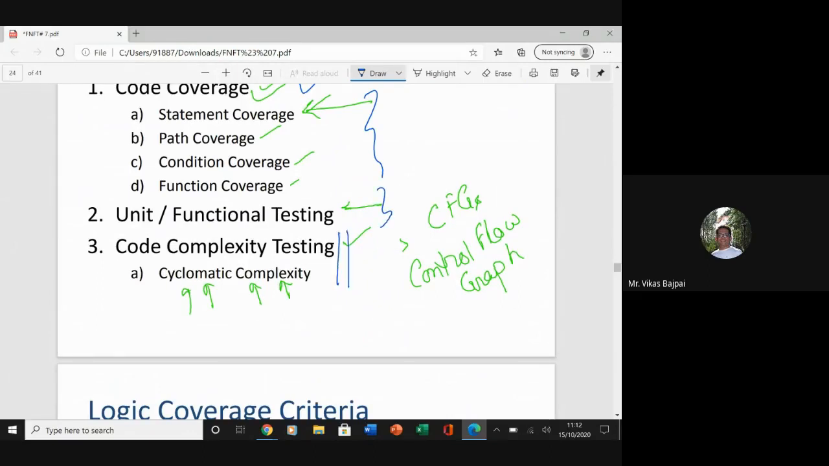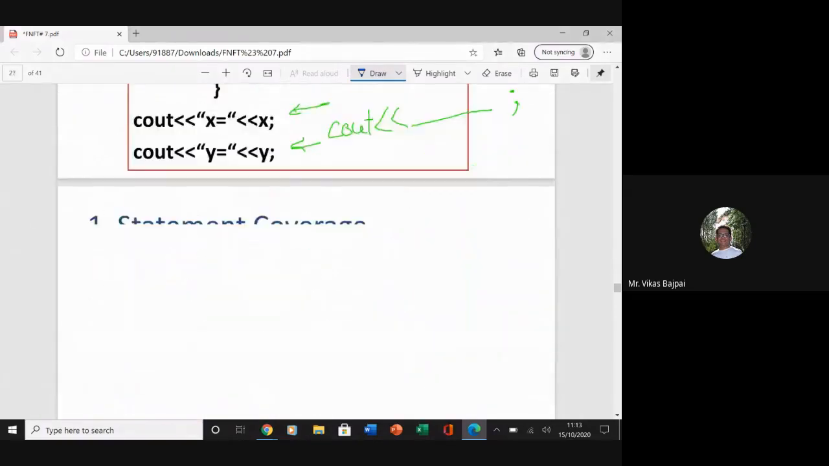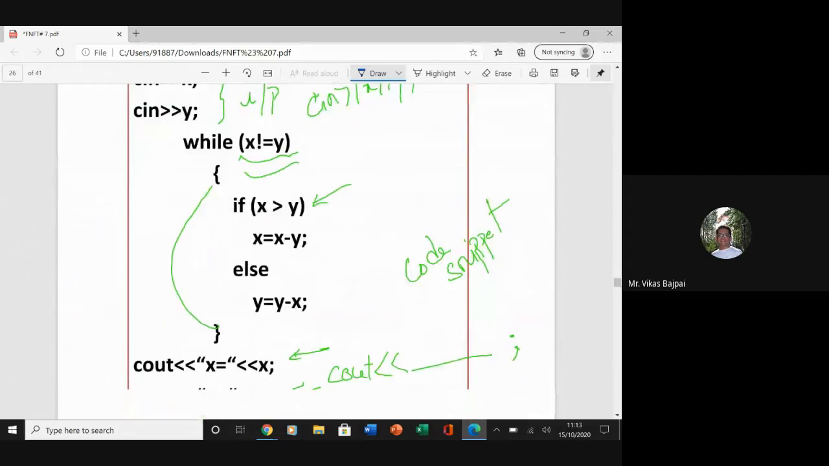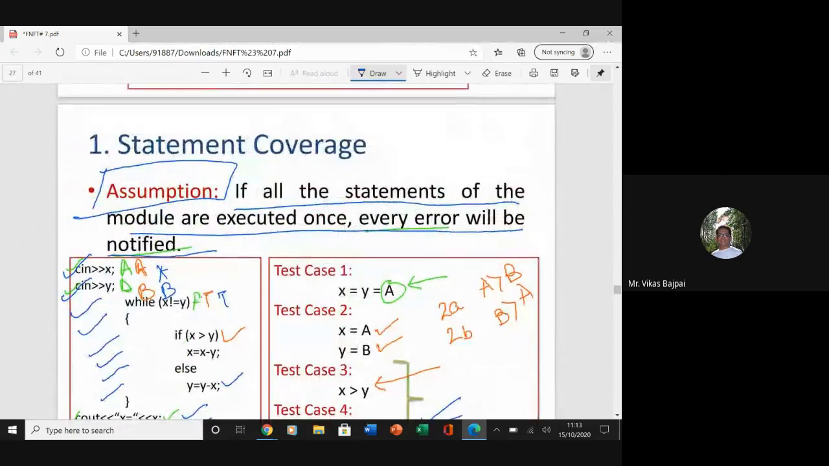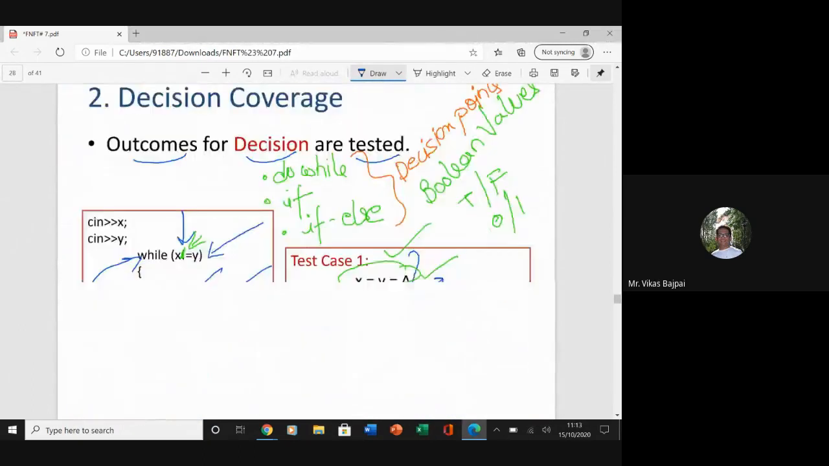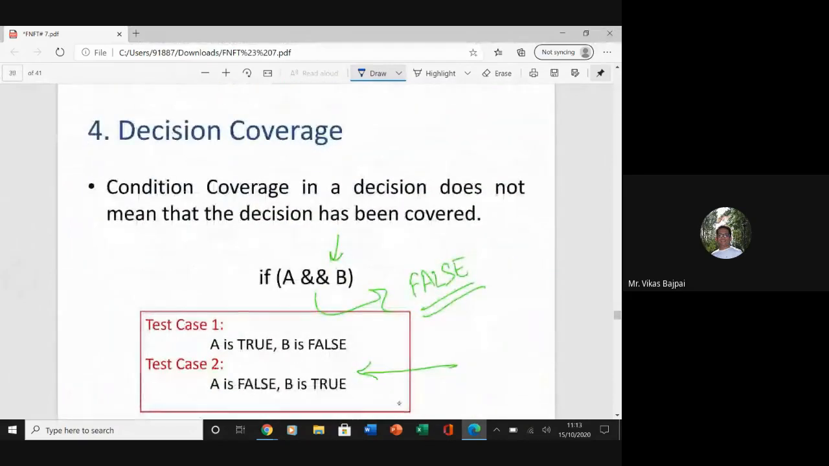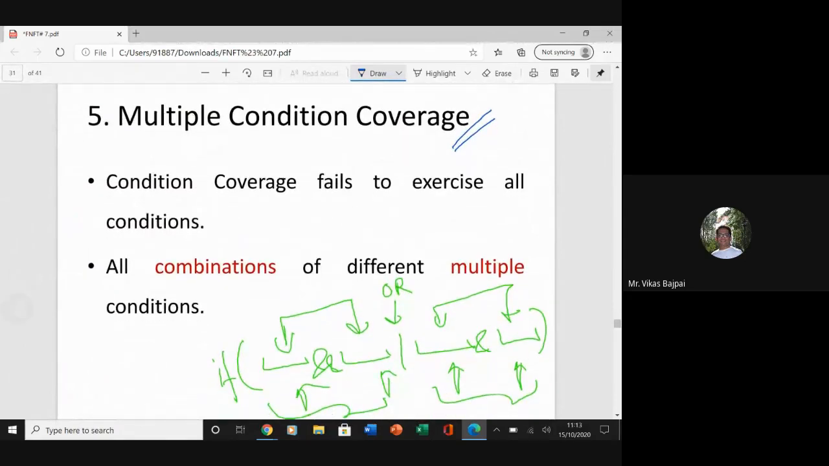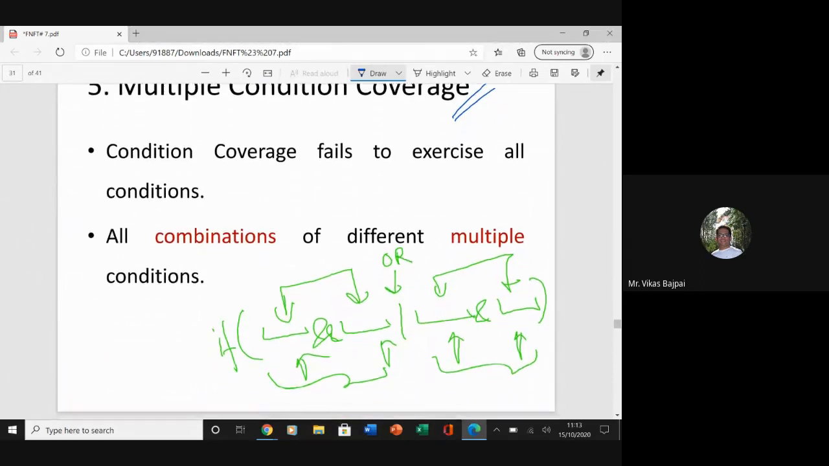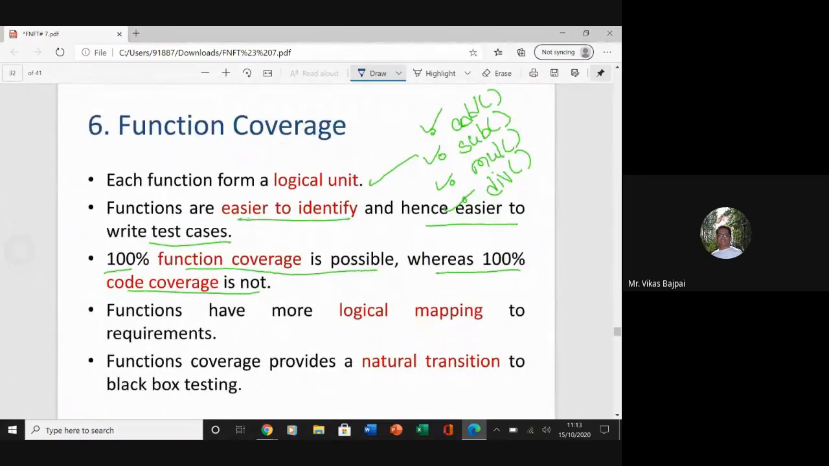Today we are going to talk about code complexity, or the cyclomatic complexity you can say. We started with this particular piece of code for the sake of covering all the categories. We started with statement coverage, moved to decision coverage, then talked about condition coverage, and looked at decision coverage once again. Then we saw there is a possibility where we can have multiple condition coverage as well. And then we talked about function coverage as well.